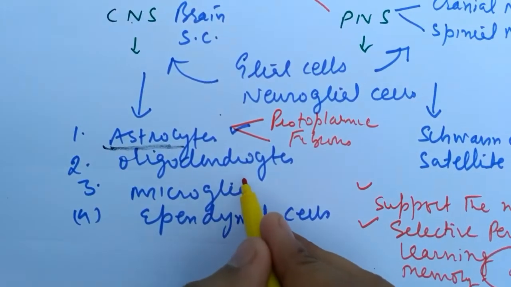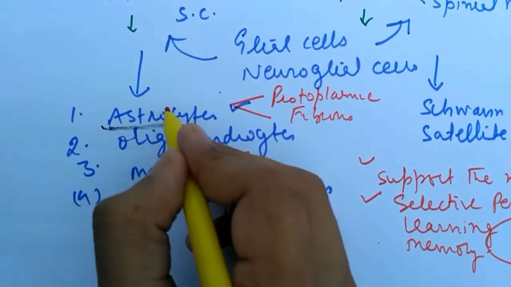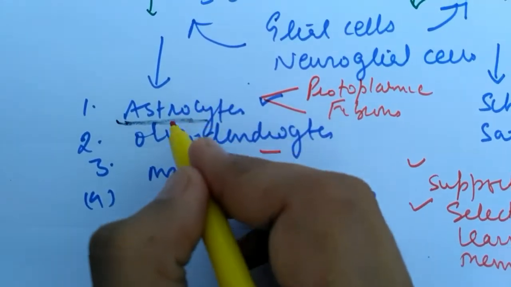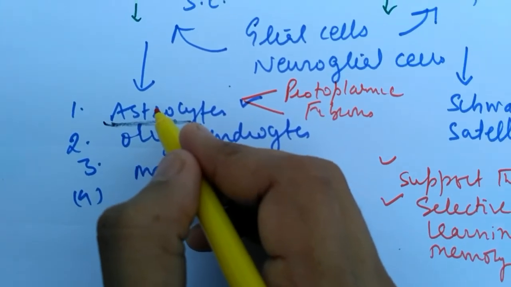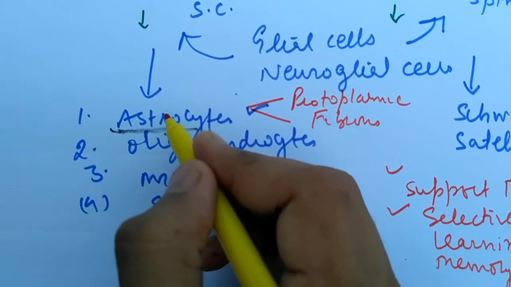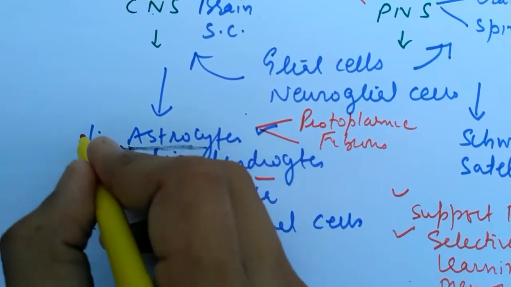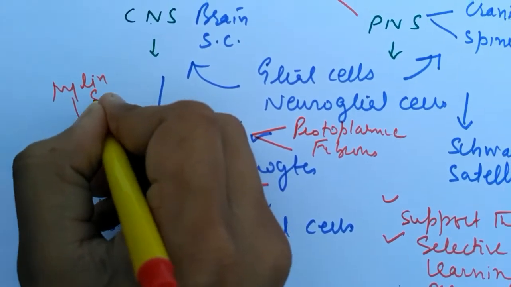The second type of cell is oligodendrocytes. Oligodendrocytes are similar to astrocytes, but their processes are smaller than those of astrocytes. They help in maintaining the speed of nerve conduction by laying the myelinated sheath, the myelin sheath.